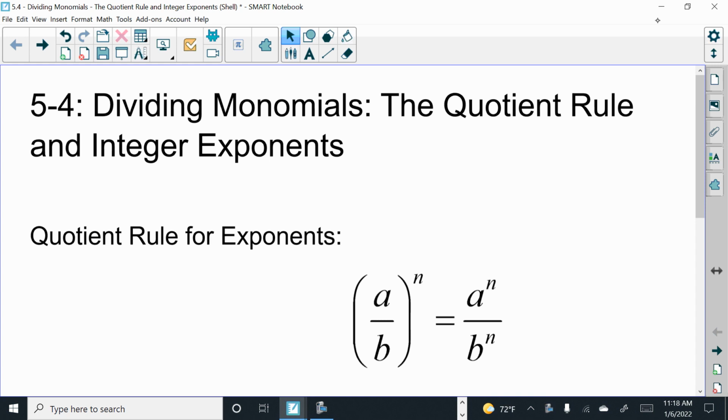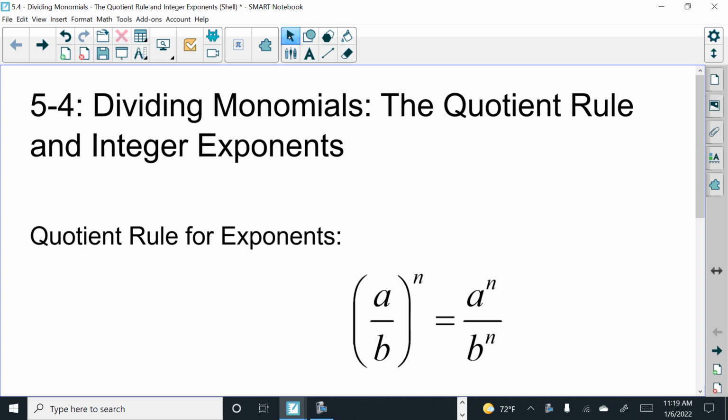All right, guys. Today we will be talking about dividing monomials. Remember that a monomial is simply a one-term polynomial. A lot of times we get confused with that. Polynomials are just one or more monomials, and a monomial is just one term.